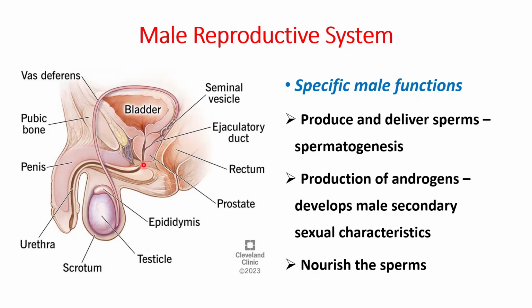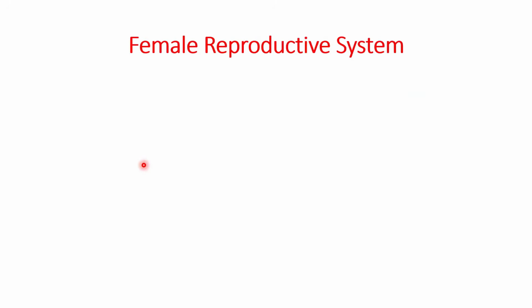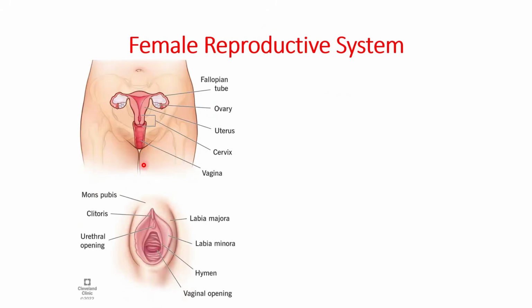And then remember the process of production of sperms known as spermatogenesis that happens in the seminal vesicles. For the female reproductive system, the internal genitalia, as we talked about, the female internal genitalia will comprise of the ovary, fallopian tube, the uterus, the cervix, the vagina. Those are the internal genitalia.